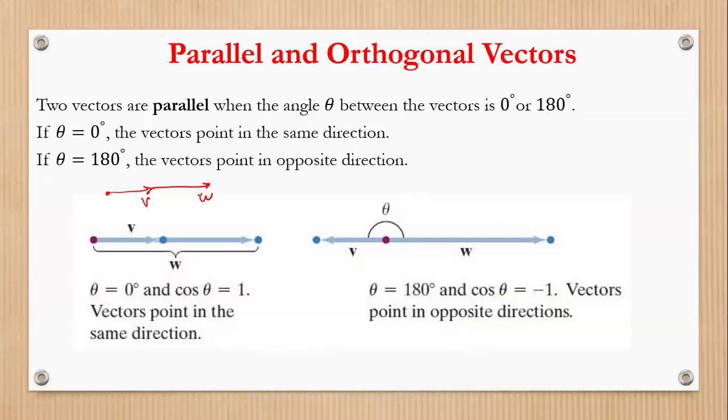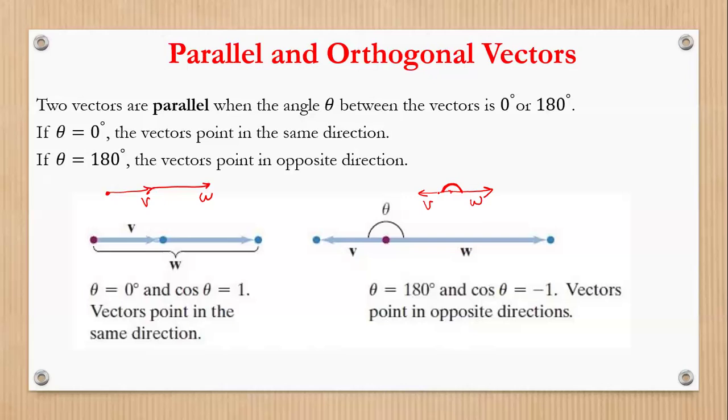If we have a 180-degree angle between them, it means if this is vector v, that's vector w, and you will see 180 degrees in between. So in this case, also we call the two vectors parallel, but the only difference is that if the angle in between is 0 degrees, the vectors are in the same direction, but if the angle in between is 180 degrees, that means the vectors are in opposite directions.